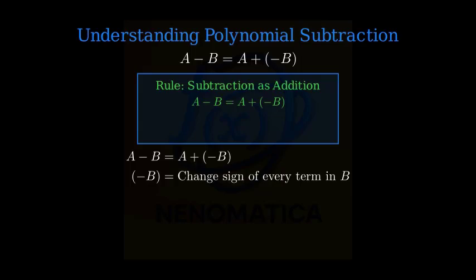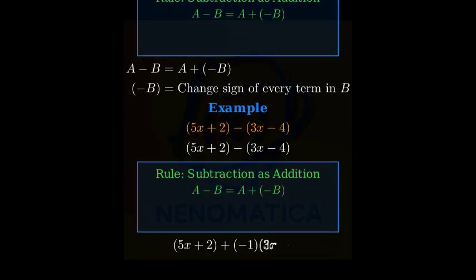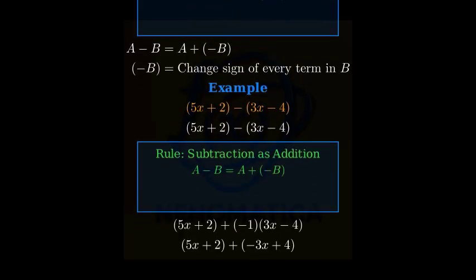Let's look at a simple example to understand this better. Suppose we want to subtract 3x minus 4 from 5x plus 2. First, we write out our expression, 5x plus 2 minus open parenthesis 3x minus 4 close parenthesis. Next, we apply our rule, a minus b equals a plus negative b. So we get 5x plus 2 plus open parenthesis negative 3x plus 4 close parenthesis. Notice that when we take the negative of 3x minus 4, we change the sign of each term. So 3x becomes negative 3x, and negative 4 becomes positive 4.